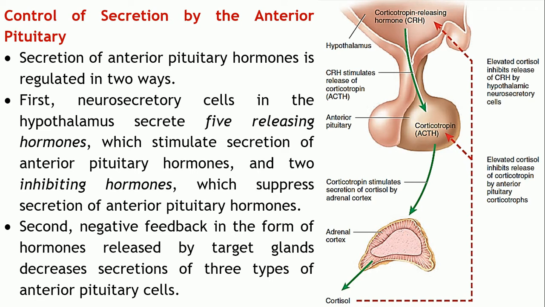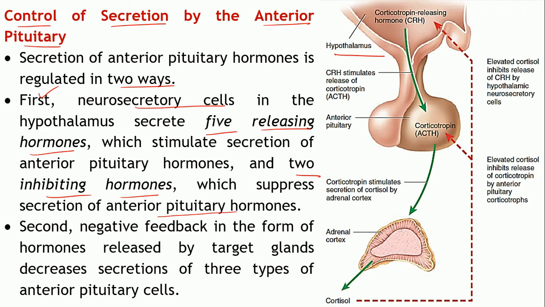So, before going into the individual hormones, let us consider the control of secretion by the anterior pituitary. How exactly the secretions from the anterior pituitary gland are controlled. Okay, so these secretions of hormone from the anterior pituitary can be regulated in 2 ways. The first way is by the hormones which are produced by the hypothalamus. Remember the neurosecretory cells in the hypothalamus produce releasing hormones and inhibiting hormones, right. So they produce 5 types of releasing hormone which stimulate the release of certain types of hormone from the anterior pituitary gland, and there are 2 inhibiting hormones which are released by the hypothalamus. So they will suppress the secretion of certain anterior pituitary hormones.